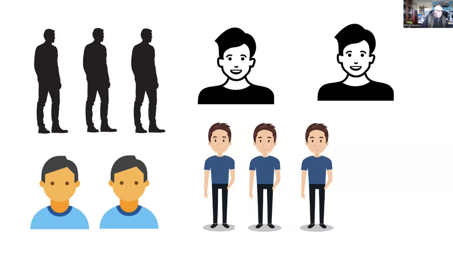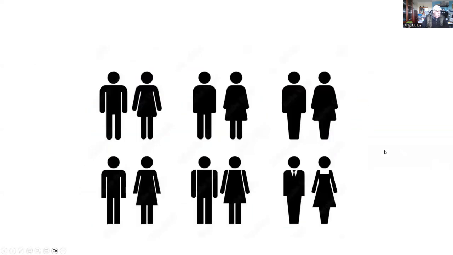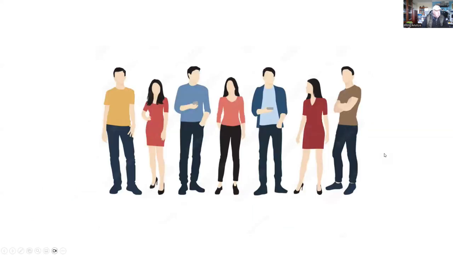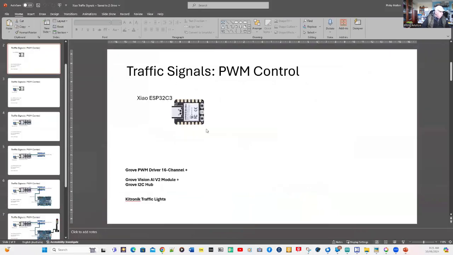So for our people, we're going to use these images. We're hoping that our Grove AI module will pick them up. And for the hardware, let's have a look at the hardware. We'll put that on slideshow.